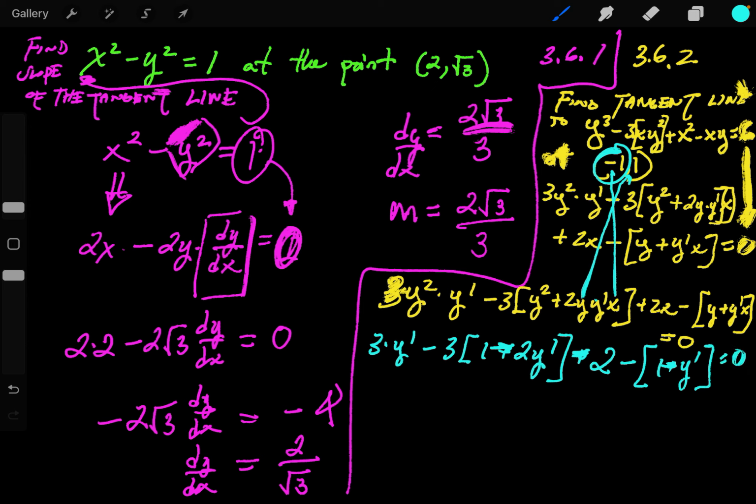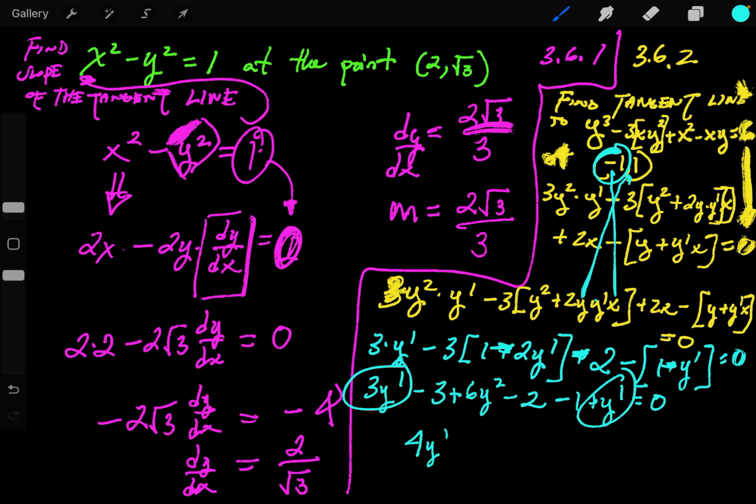And then I solve for y prime, which shouldn't be too bad. 3y prime minus 3 plus 6y prime minus 2 minus 1 plus y prime equals 0. Hopefully I did this arithmetic correctly. 3y prime plus 1y prime is 4y prime minus 5. Oh wait, I didn't substitute for this y squared. Where is this coming from?